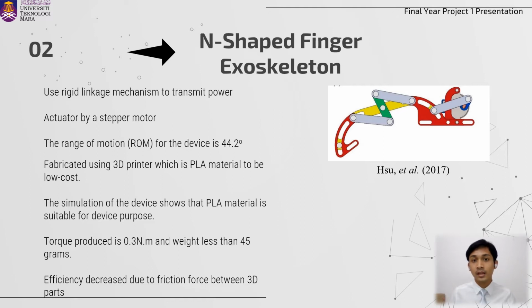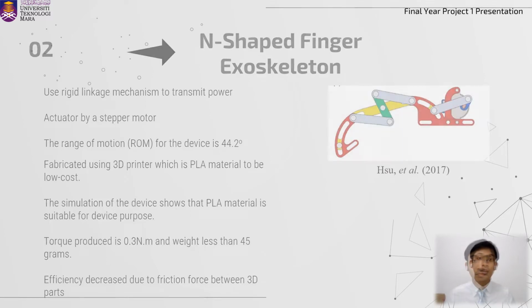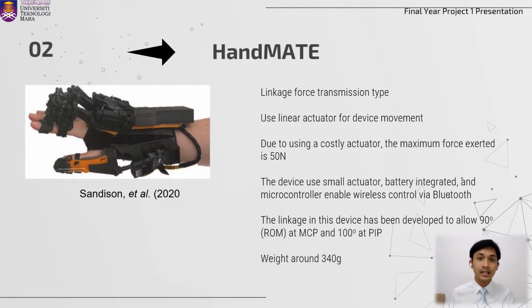The use of PLA plastic material is suitable for the device purpose based on the simulation, and due to the material, the device weighs less than 45 grams. Torque produced is 0.3 Newton meter, but the efficiency of the device is decreased due to friction force between the 3D parts. Handmade was developed by Sanderson et al.